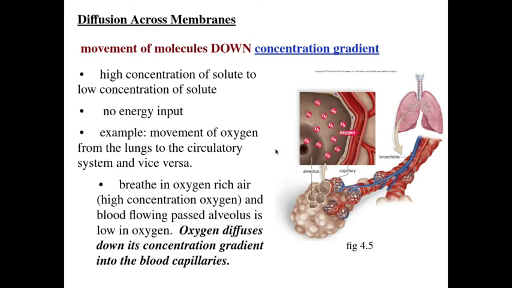So if you breathe in oxygen-rich air, high concentration of oxygen, and blood's flowing past the alveoli is low in oxygen content, the oxygen is going to diffuse down its concentration gradient into the blood capillaries. When we say it's diffusing down its concentration gradient, it's diffusing from its high concentration to its lower concentration in the blood capillaries. And that's how the oxygen gets into the bloodstream, through diffusion.